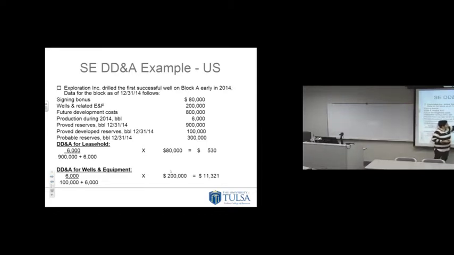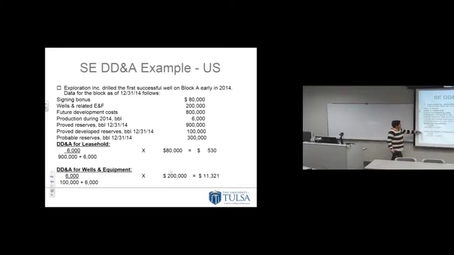Right now, we have 900,000 barrels in proved reserves. That's the best information we have. Well, if I add back what I produced to that, then that must be what I had at the beginning of the period, 906,000. So 6,000 was production over 906,000 before I started producing at the beginning of the period, times 80,000 in property costs is 530. That's my DD&A expense to the income statement, and that's going to reduce my leasehold asset on the balance sheet through accumulated DD&A on leasehold.